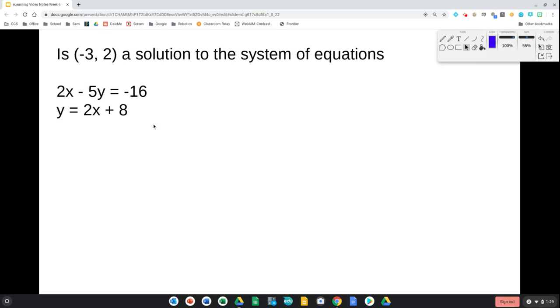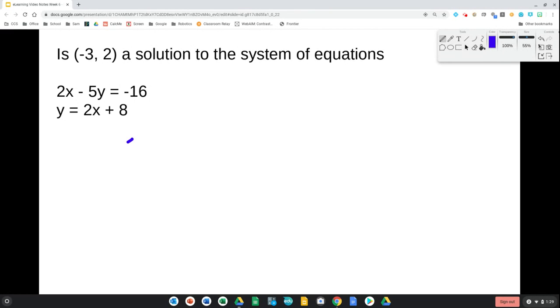So what you're going to do today is, instead of trying to solve these yet, you're just going to tell me whether or not an ordered pair is a solution to that system of equations. And so for this first example, we're going to test to see if negative 3, 2 is a solution to 2x minus 5y equals negative 16. And we're also going to check to see if it's a solution to y equals 2x plus 8. If it's a solution for both of those, then we'll say it's a solution to that system of equations.